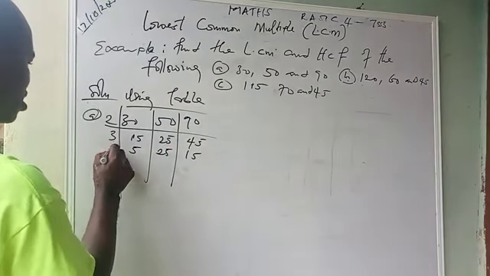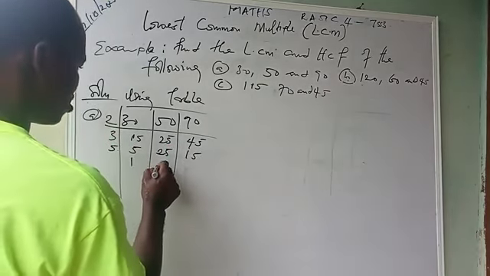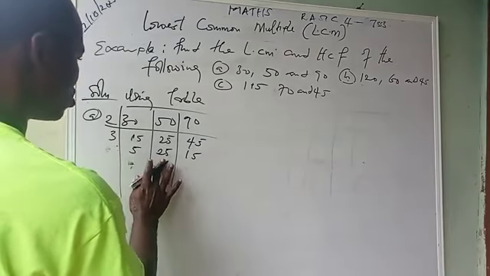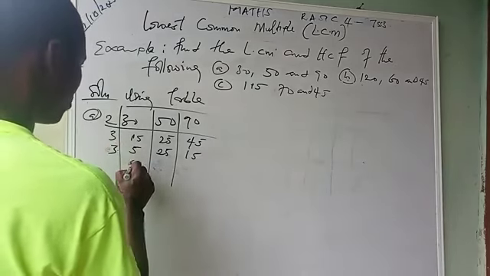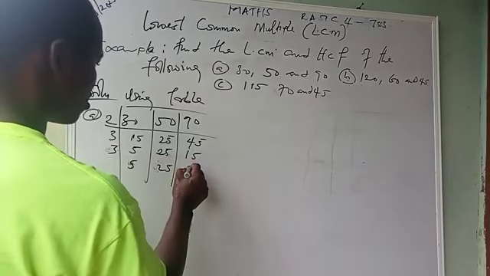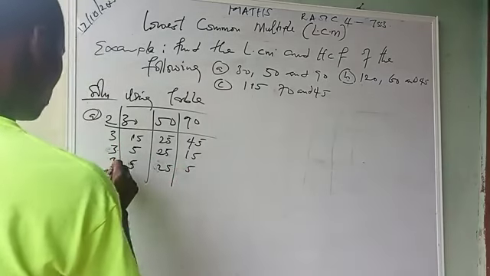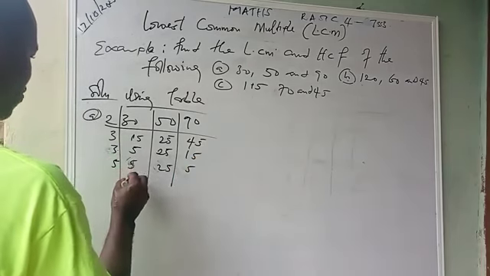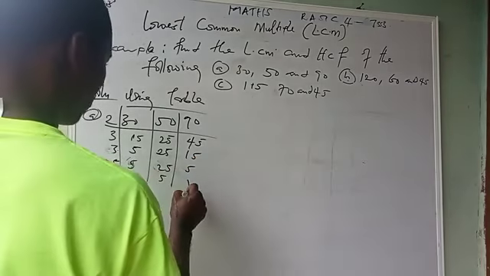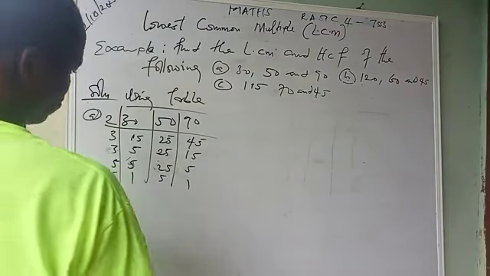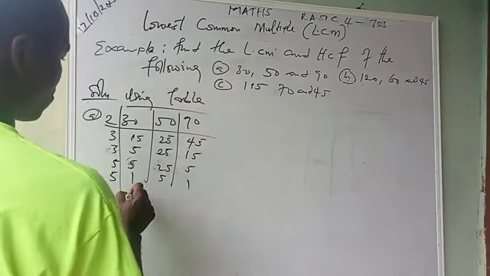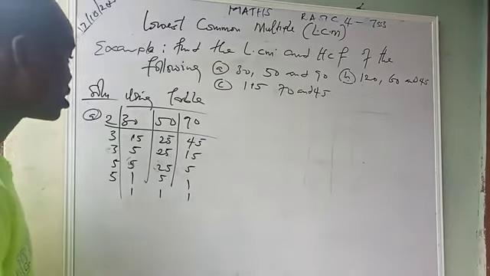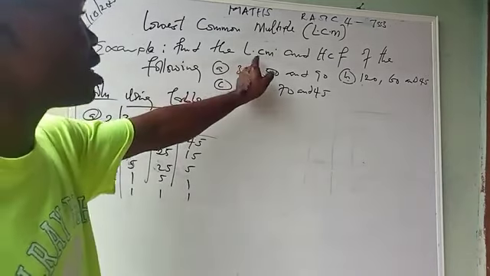3 can divide again. The next thing you have is 1, 5. Yes, 3 can still divide this. You make sure that you exhaust the number. You have 5, 25, 5. Okay, so 3, 5 now. 5 now, 1, 5, 1, 5, 1, 1, 1.